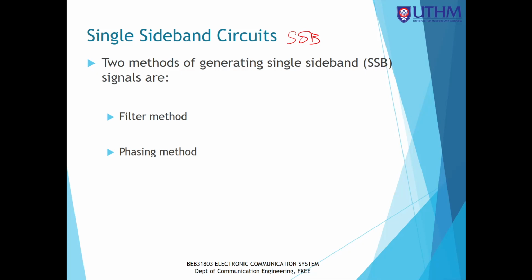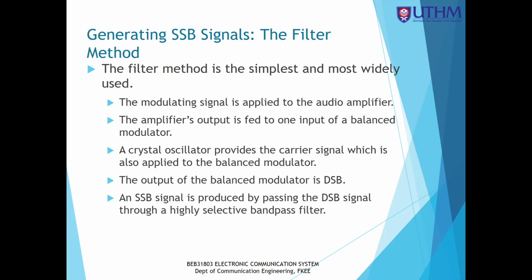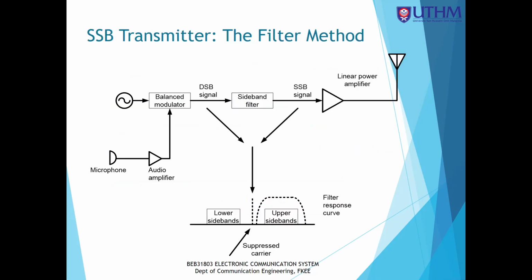Okay, so we have two methods over here. Either we use a filter method or we use a phasing method. Filter method means that we use a filter to remove the unwanted frequency component. So first of all, we generate double sideband suppressed carrier.